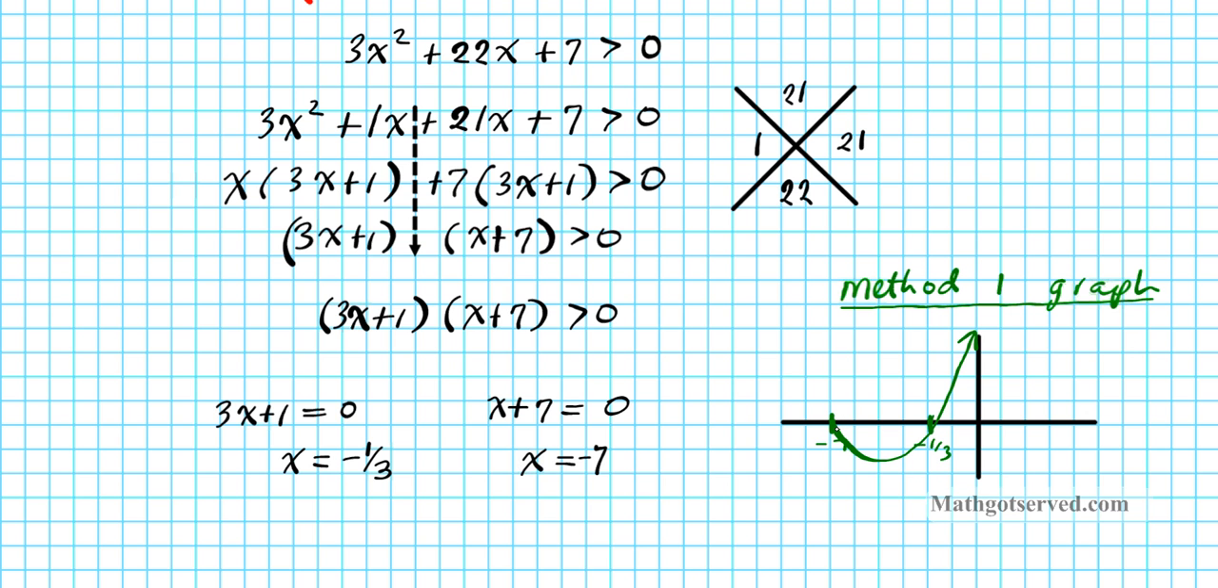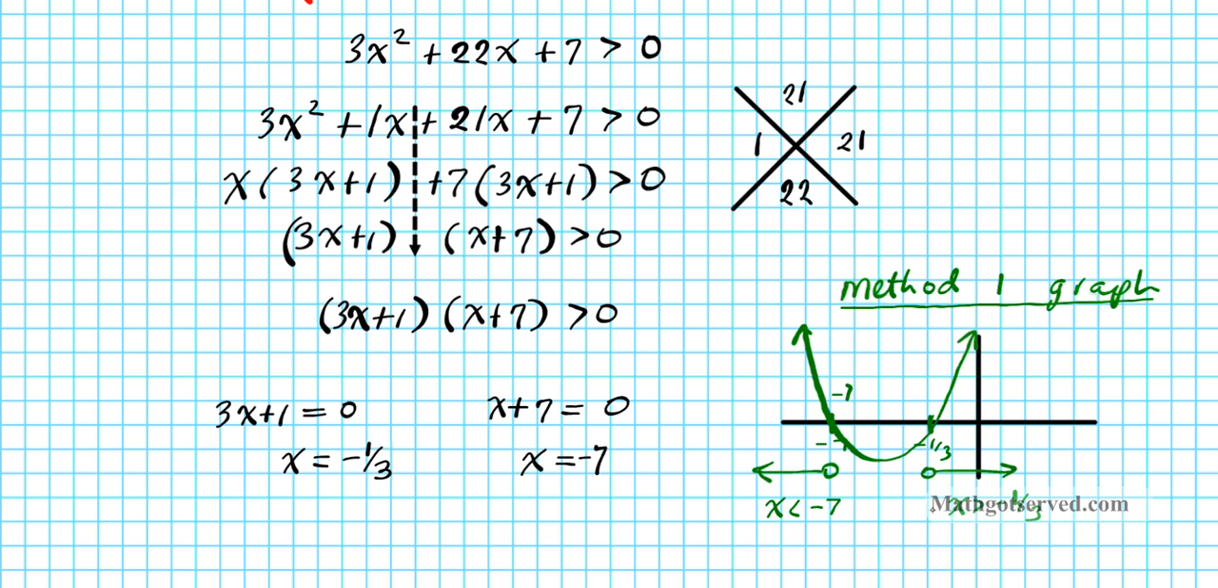Okay, now I'm looking at this one right here. Now the question is, when is it greater than 0? It is greater than 0 from here in that interval, and also from here to here. Remember, this is negative 7. So this is x is less than negative 7, and this one is x is greater than negative 1/3. Guess what? That's your answer.